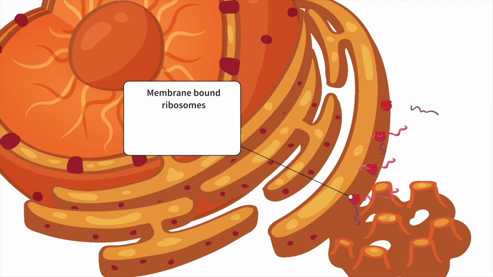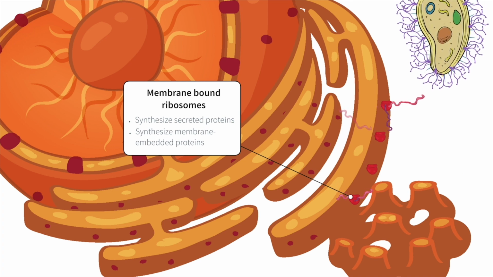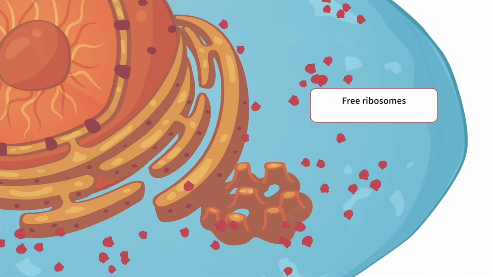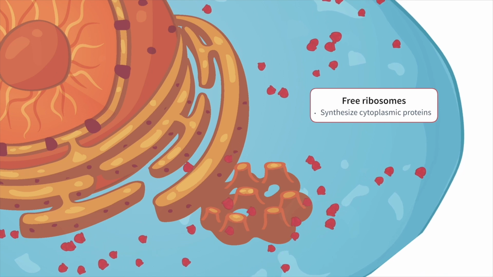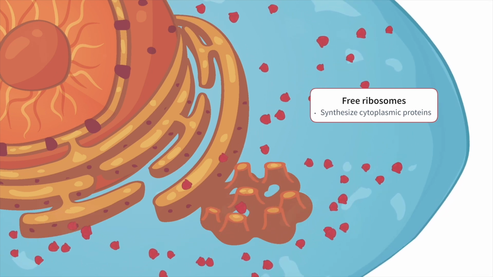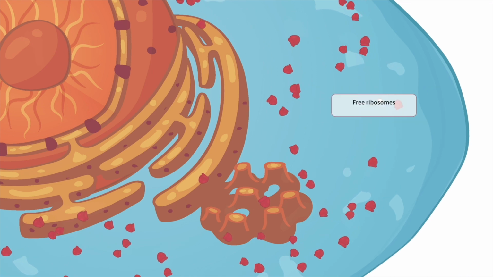Proteins synthesized on membrane-bound ribosomes are typically destined either for secretion outside the cell or to be embedded in a cellular membrane. In contrast, free ribosomes, floating freely in the cytoplasm, synthesize proteins that have an intracellular destination, such as cytoplasmic proteins involved in cellular metabolism.